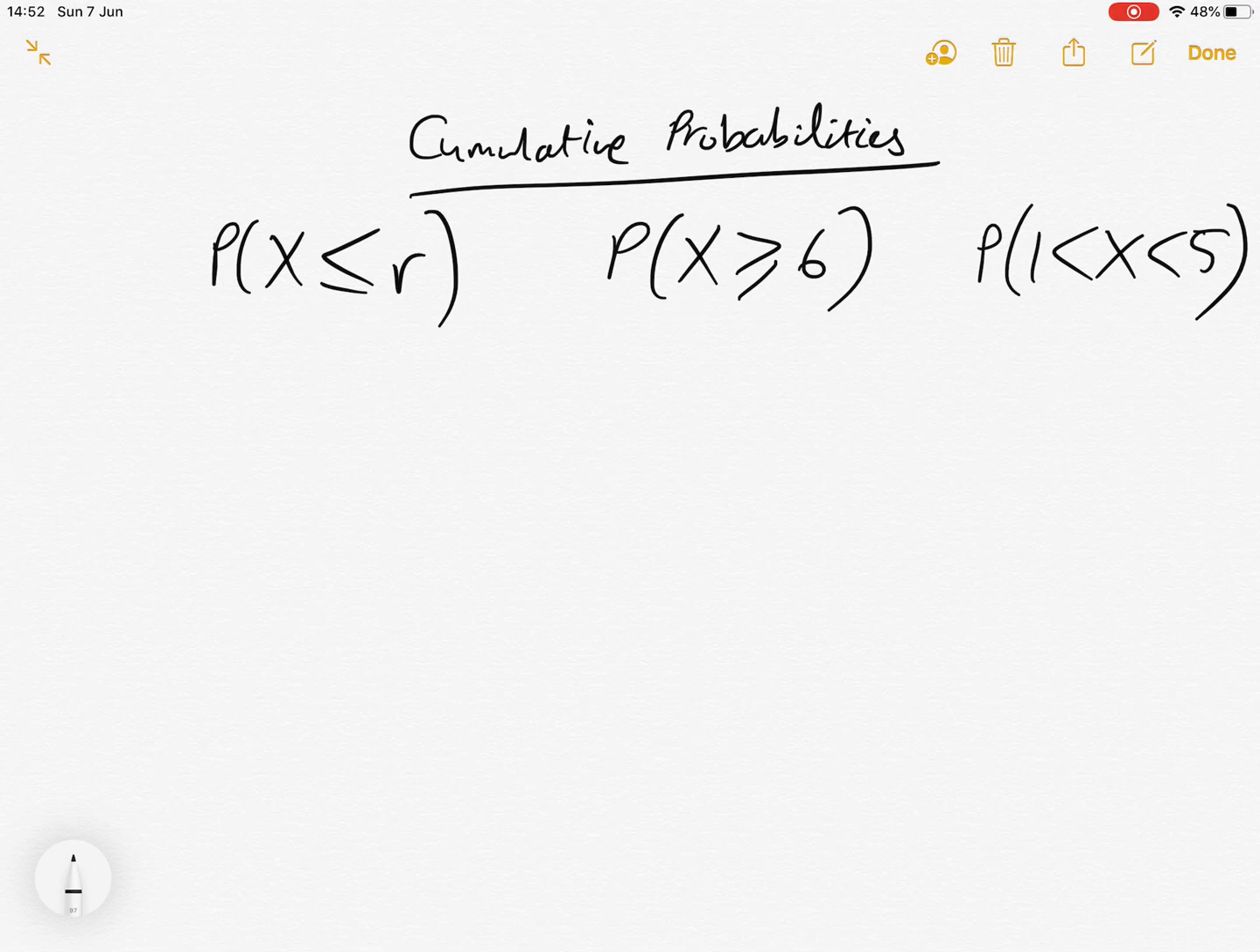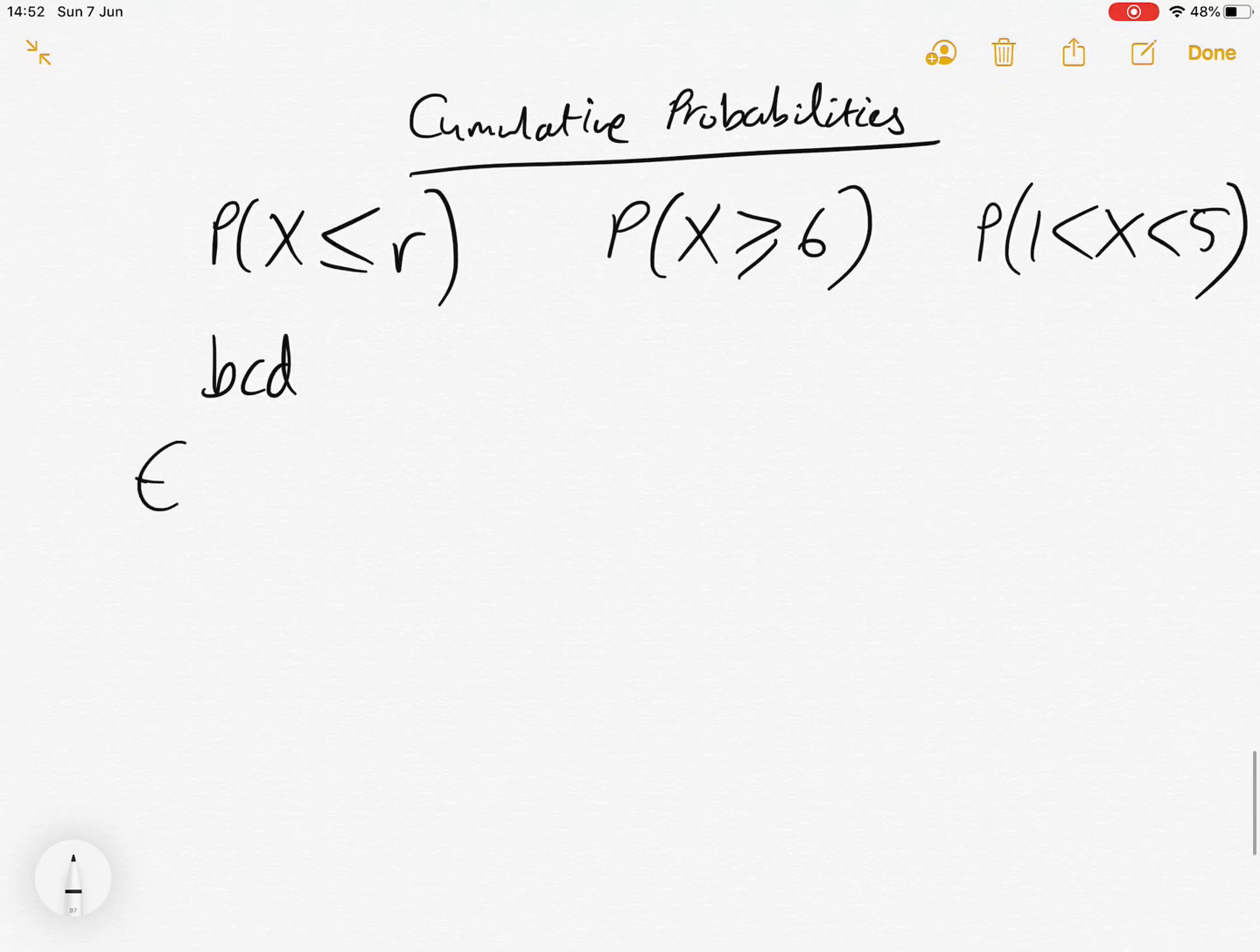Before we get into finding any probabilities, the first thing is to understand how to use the BCD function on your calculator. This stands for Binomial Cumulative Distribution. So firstly, watch one of the videos on that, and then you'll be ready to understand how to use it for the following examples.